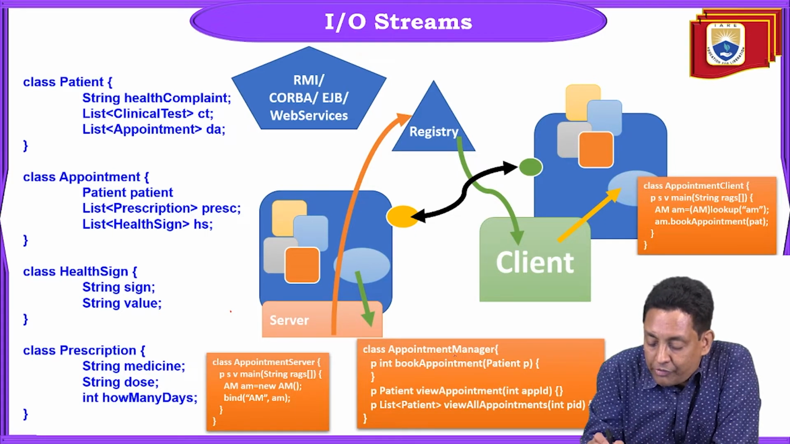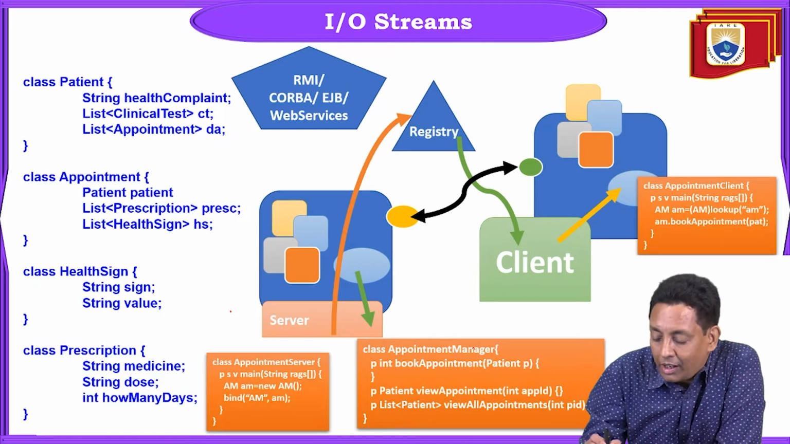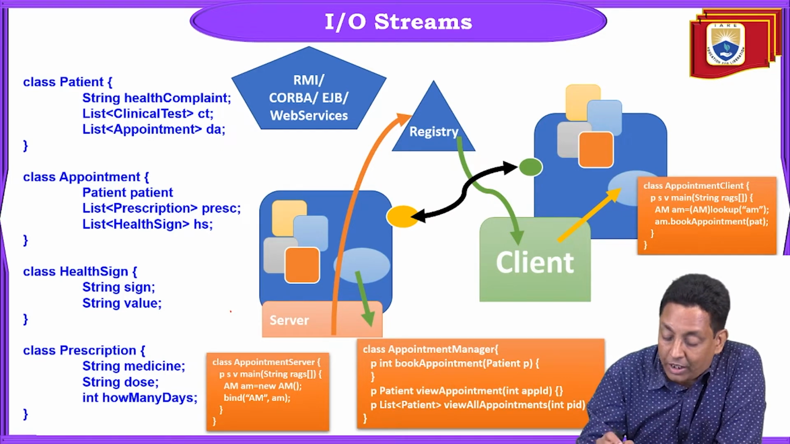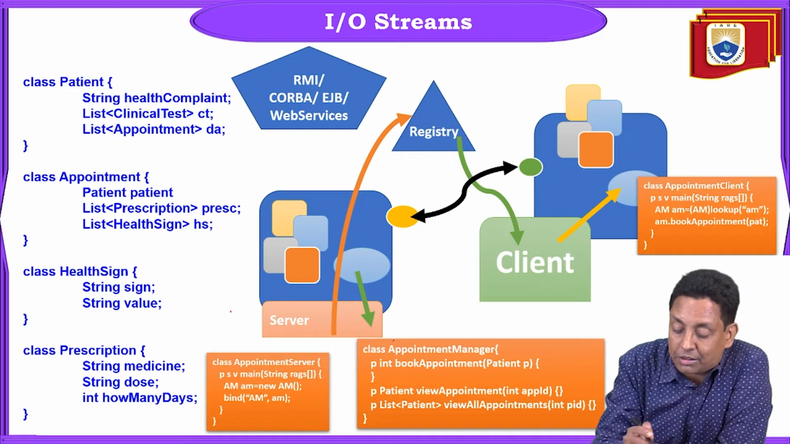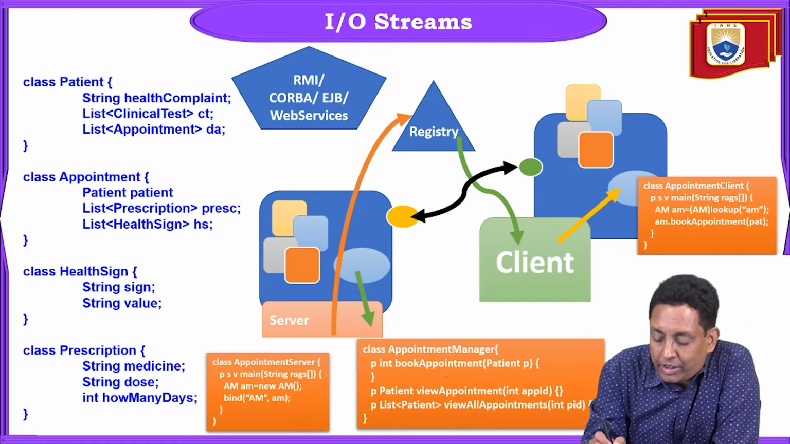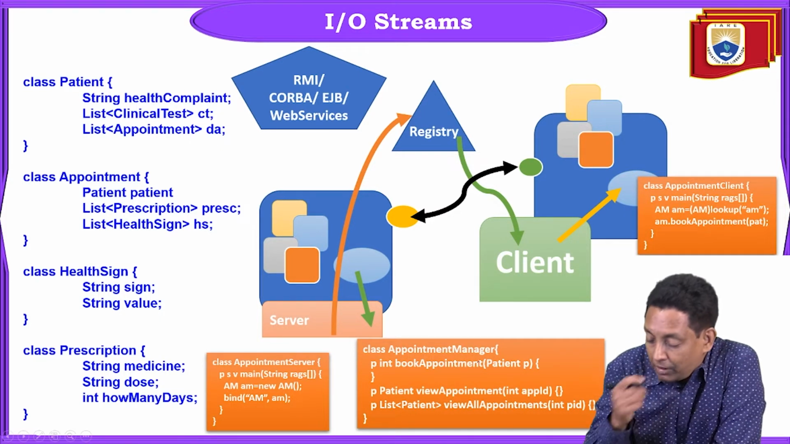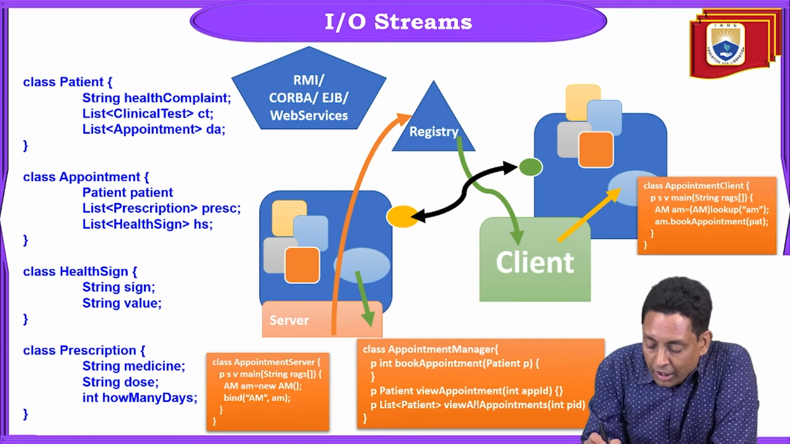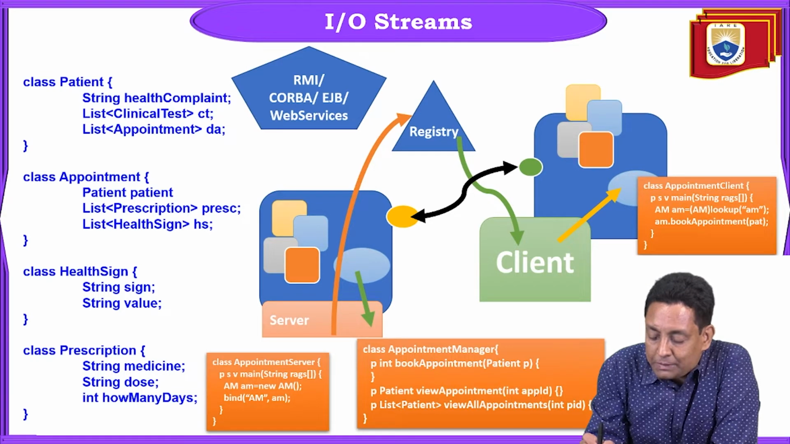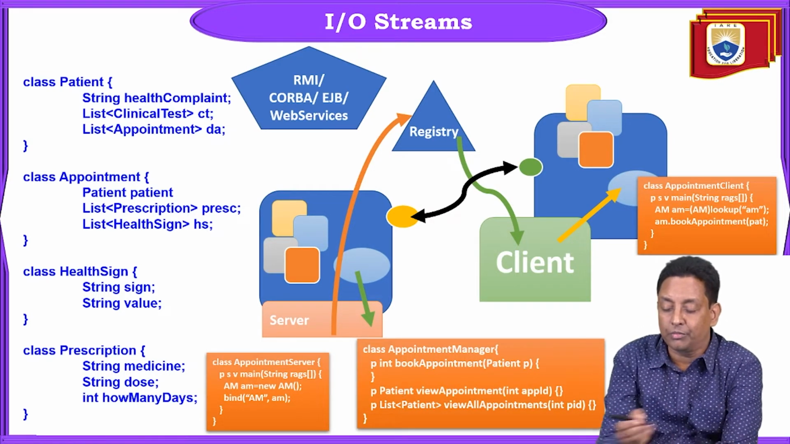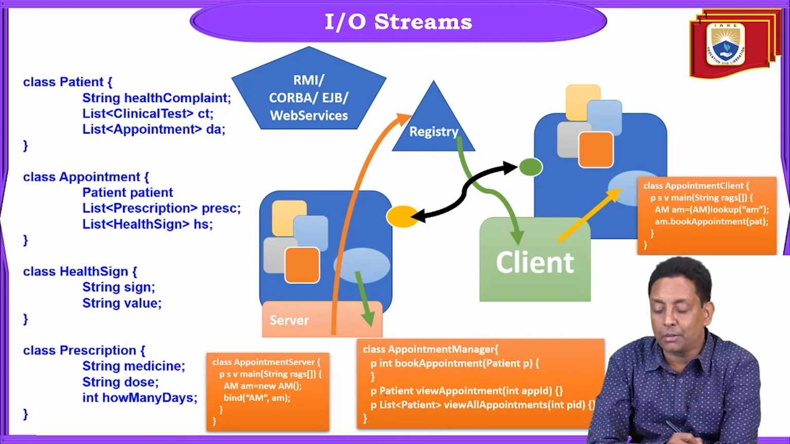Before coming to the appointment server, we want to discuss the appointment manager class. These classes exist on the server system, that means in the hospital. The appointment manager class has various functions called book appointment, view appointment, and view all appointments. In book appointment, if a patient object is passed, a new appointment will be booked for that patient. In view appointment, if an appointment ID is passed, we can get the patient as well as the appointment details.